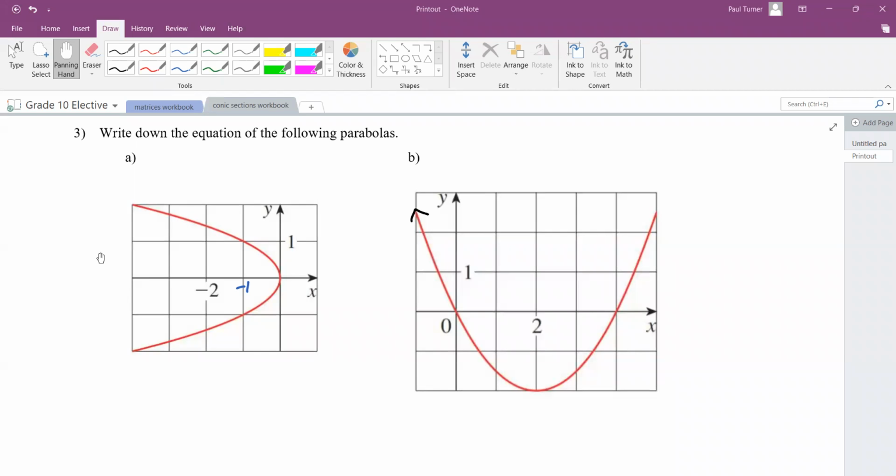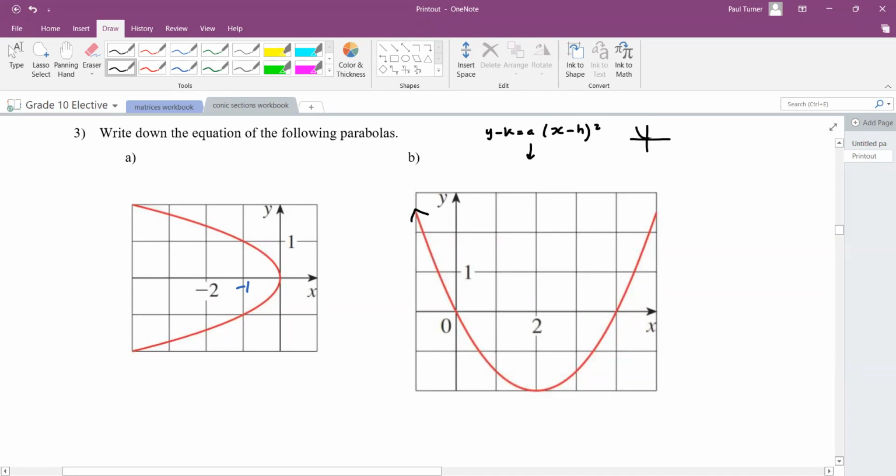Okay, so in question 3, we want to write down the equation of the following parabolas. And the first thing we do is write down our general forms. So your first form we could have would be y minus k equals a(x minus h) squared. Okay, and that actually is the form of question B.